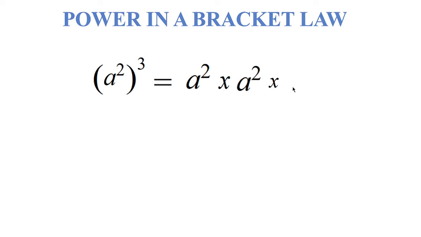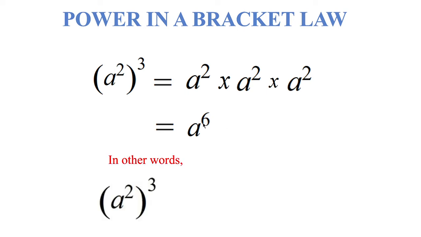Next, we look at the power in a bracket law. Look at this. For example, we are given A to the power 2, bracket open and close, to the power 3. Now, what we do here is to multiply A to the power 2 three times, which gives us A squared times A squared times A squared. Now, A squared times A squared is A to the power 4. Times A squared is A to the power 6. If you remember in law 1, when you have A times A, it becomes what? We add the powers, which is 2 plus 2 plus 2 gives us 6.